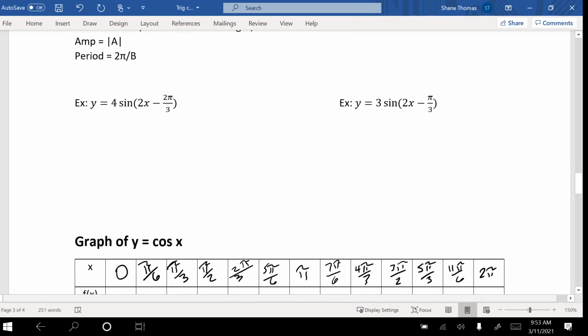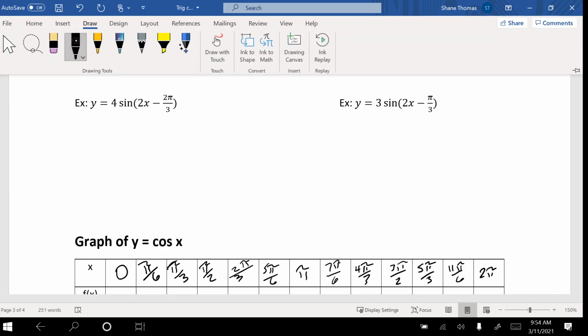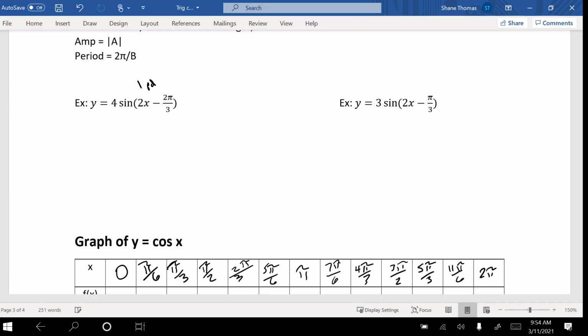So let's look at the first one here: y = 4 sine(2x − 2 pi over 3). We want to graph one period. The big things we need are an amplitude, a period, the phase shift, and then our 5 points. Those are the 4 things we're looking for in each of these graphs before we can even start. First off, amplitude. What's my amplitude here? 4, the number in front.